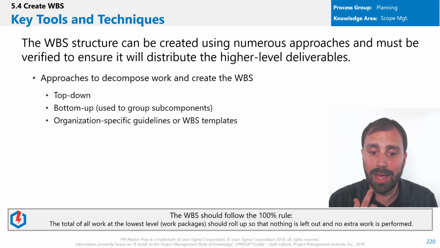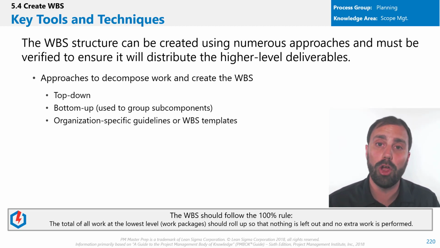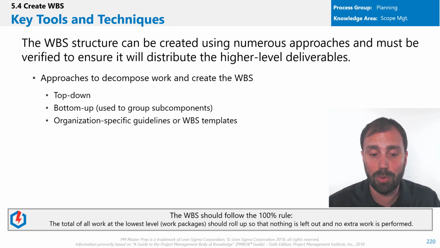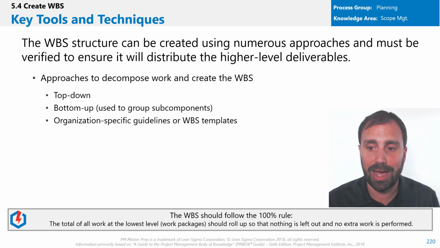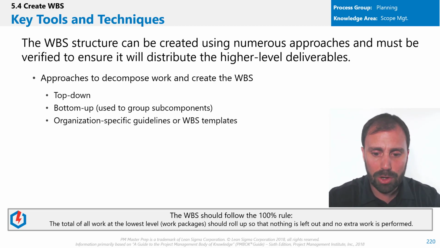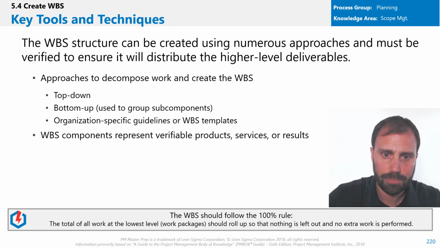But the one thing that has to be true is that the WBS should always follow the 100% rule. So what's the 100% rule? And this is something you do need to know for the PMP exam. Hopefully we'll have a question on this. Most likely you do. And you'll be able to get one right, definitely. So the 100% rule says the total of all the work at the lowest level, what's that lowest level? Work packages, should roll up so that nothing is left out and no extra work is performed. Now that kind of makes sense. There's a certain elegance in that, right? Everything has a purpose and everything is useful. So we're not doing any work at the work package level that's not supporting the higher levels. So that's the 100% rule. You should know that.